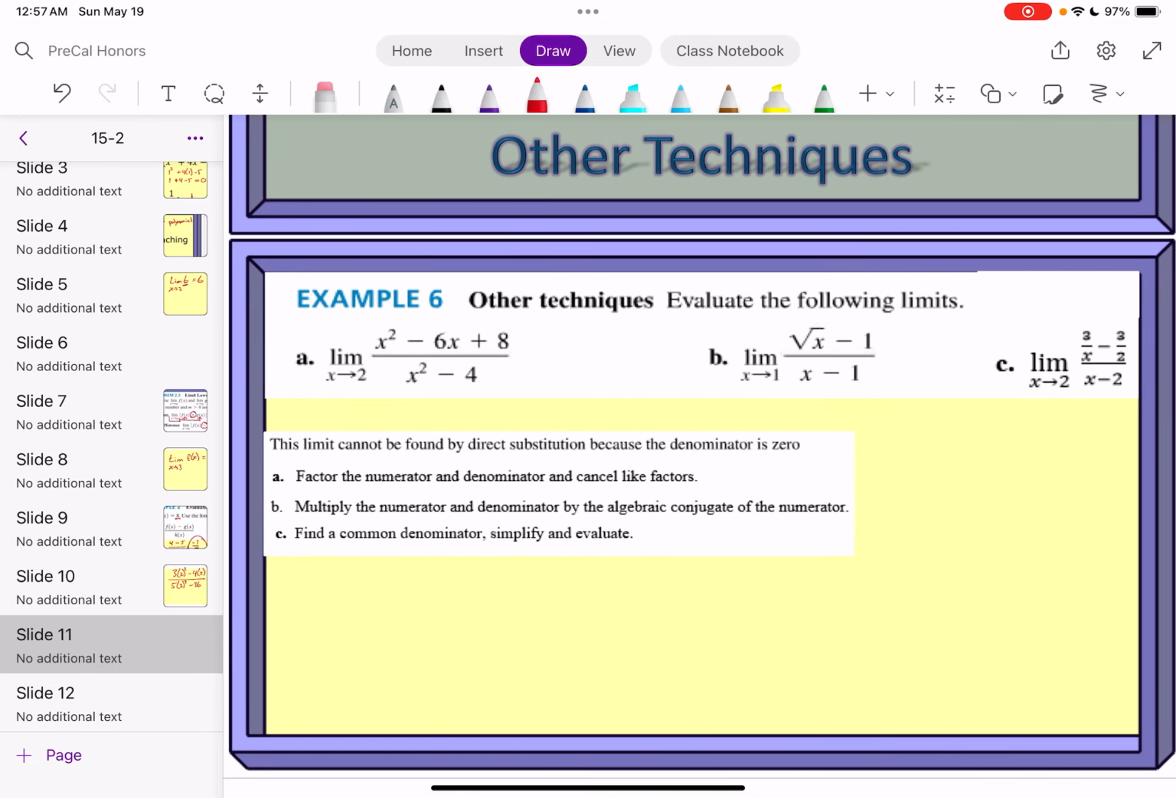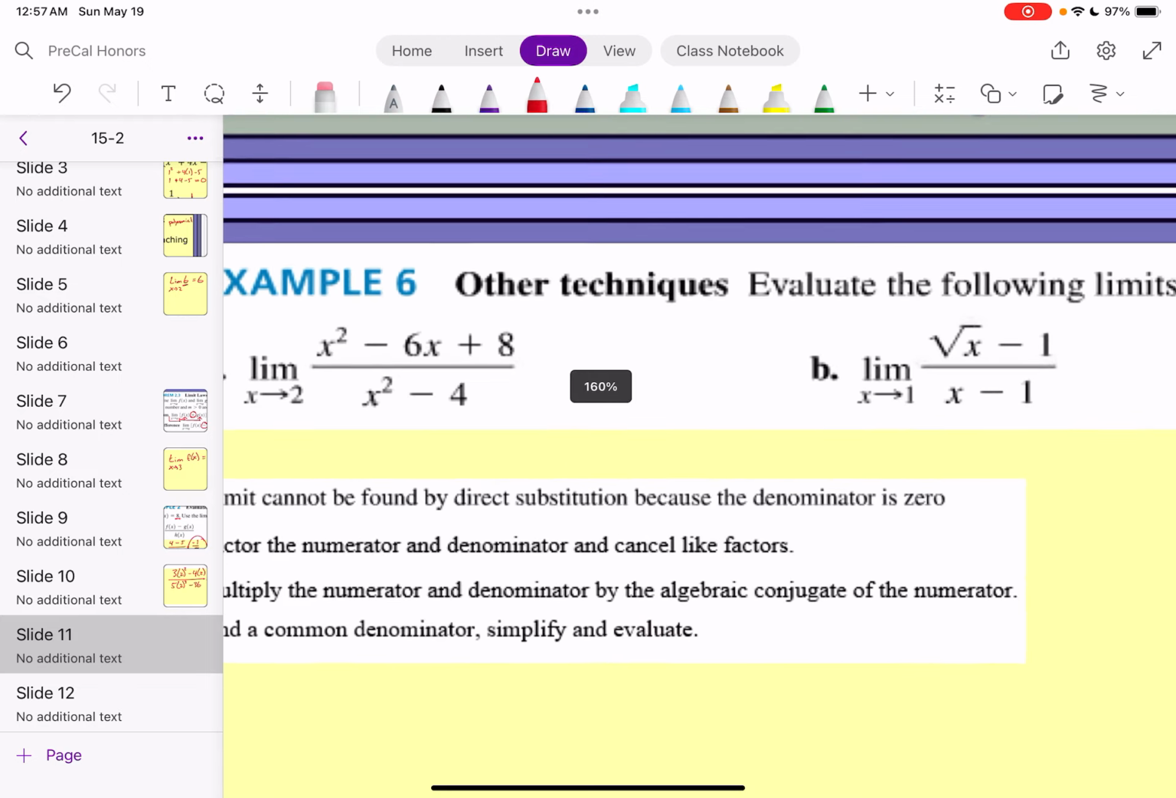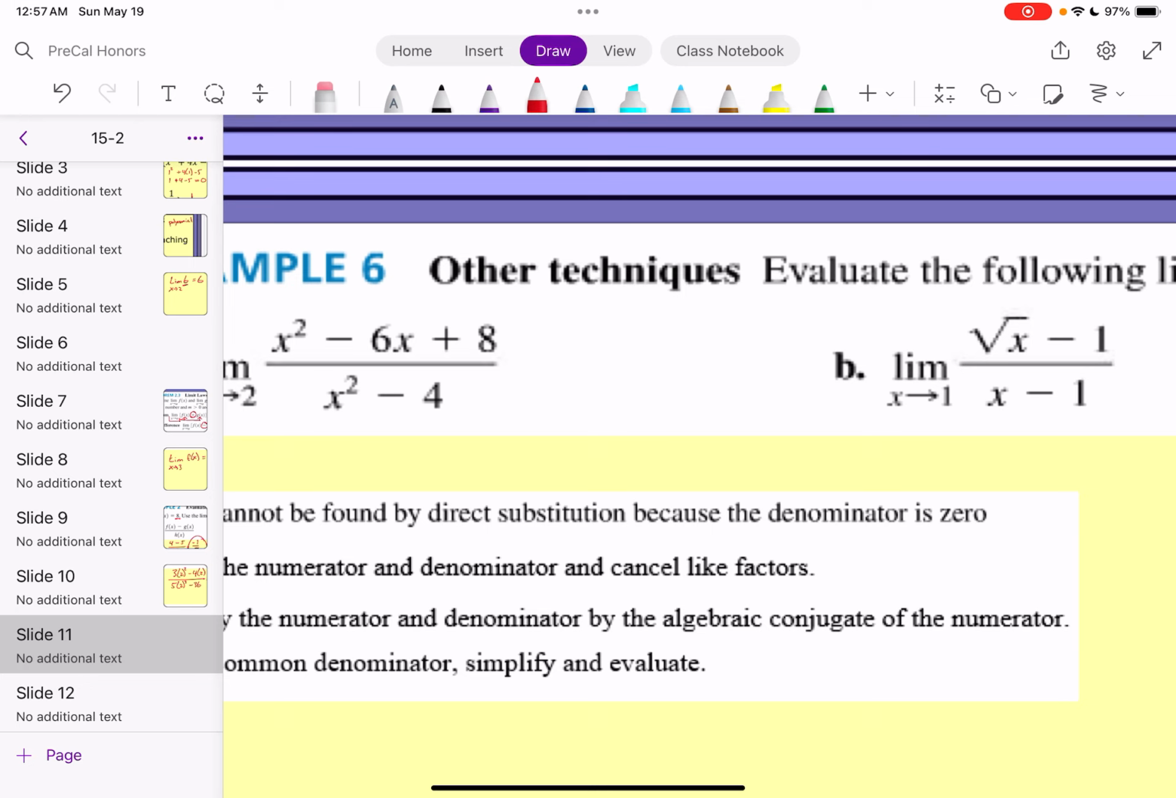Slide 11. In these problems, you're going to notice that we have the ability to simplify our numerator with our denominator. So in this case, our numerator breaks down into x minus 4, x minus 2 over x minus 2, x plus 2. In this case, our x minus 2's simplify out, and you can write it as x minus 4 over x plus 2.